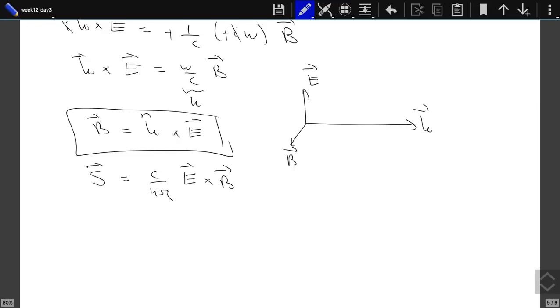Remember, S is nothing but the propagation direction of the energy. Our electromagnetic wave has E and B fields, so it has energy. It is moving in the direction of k, so the energy carried by my wave is moving in the direction of k. So everything turns out to be consistent with each other.